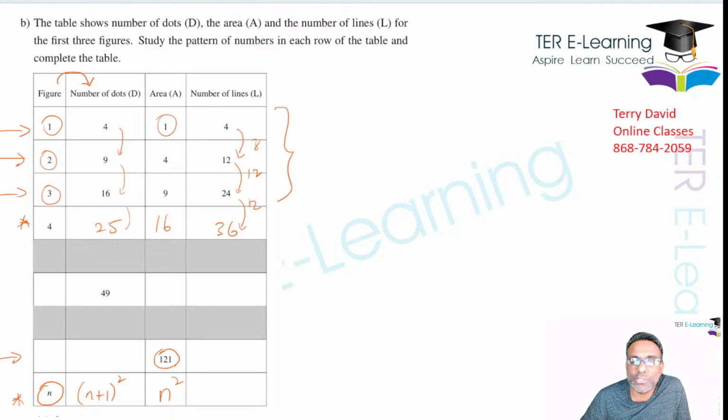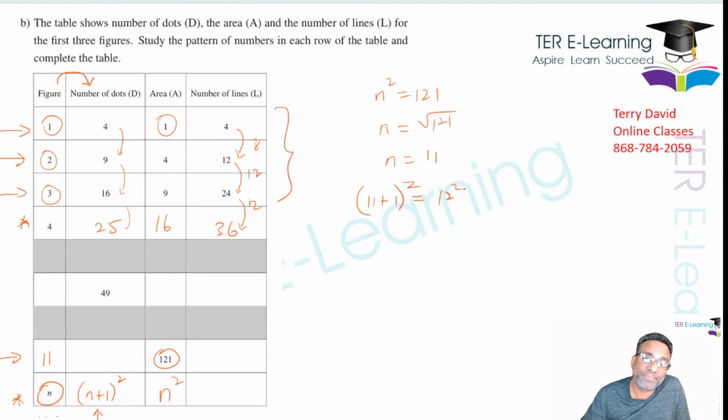when you have 121, that means that n squared is 121. So therefore, I can work out what figure number that is. That's the square root of 121, and that's going to be 11, right? So this corresponds to figure 11. If I want to get the number of dots, it is going to be 11 plus 1 squared. So that's going to be 12 squared, and that's going to be 144. So the number of dots here is 144, right?